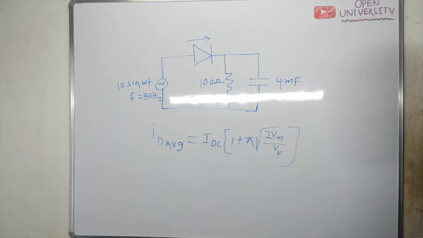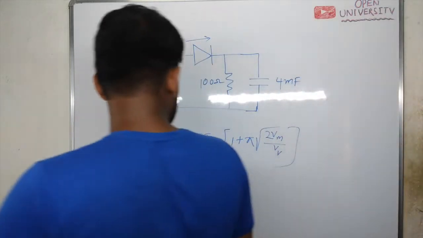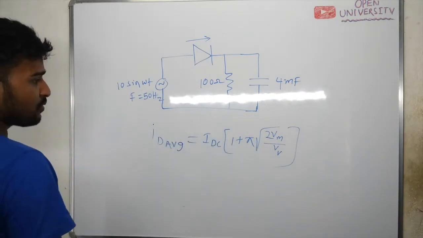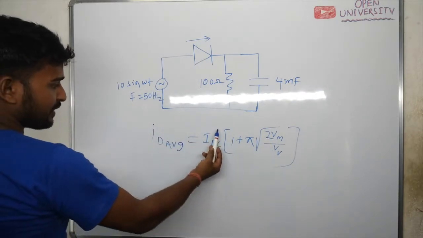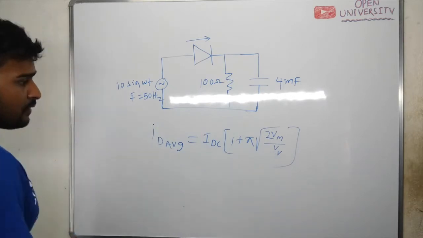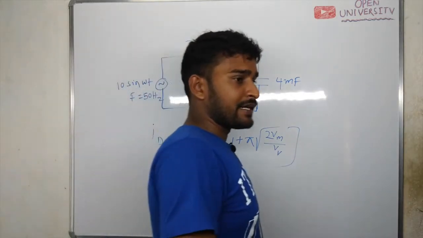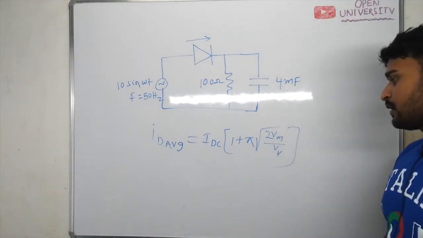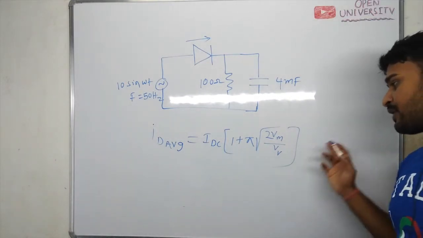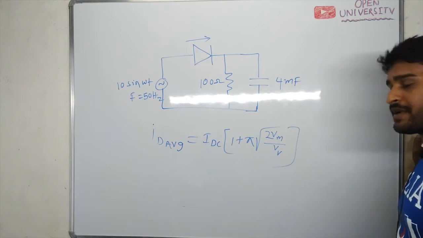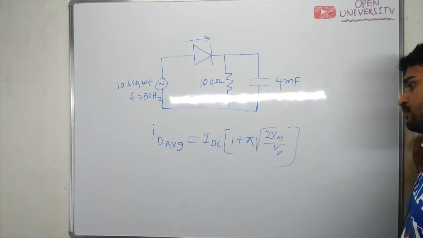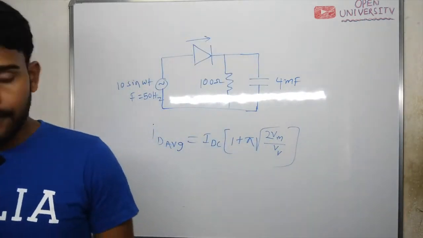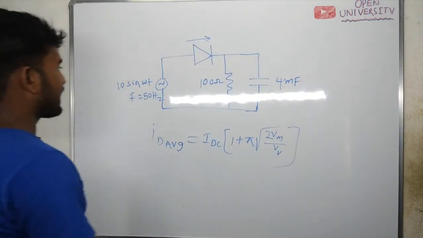Now, how to get IDC? Vm is known. Vm is the peak input value, that is 10 volt. You need to know what IDC and Vr are. If you know IDC, then Vr will be IDC by F naught C. If you know IDC, then you can substitute it, Vr equal to IDC by F naught C, to get Vr. So first calculate IDC.